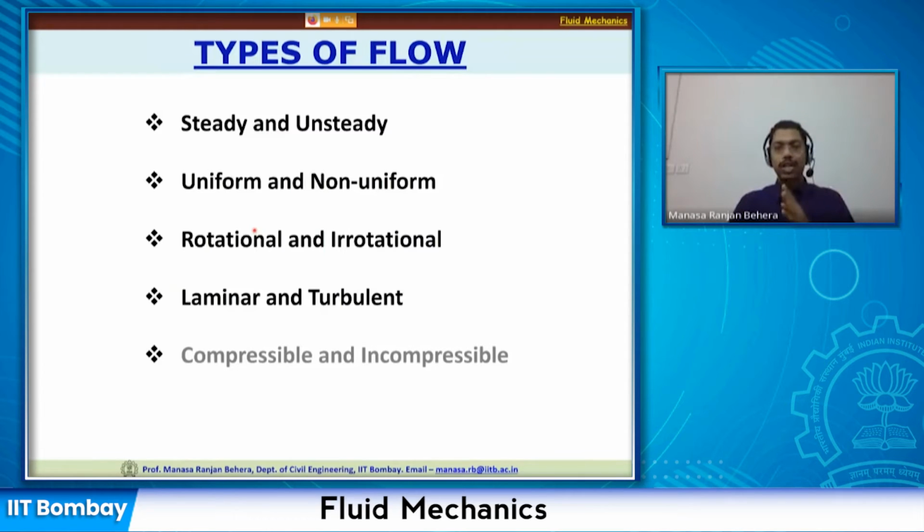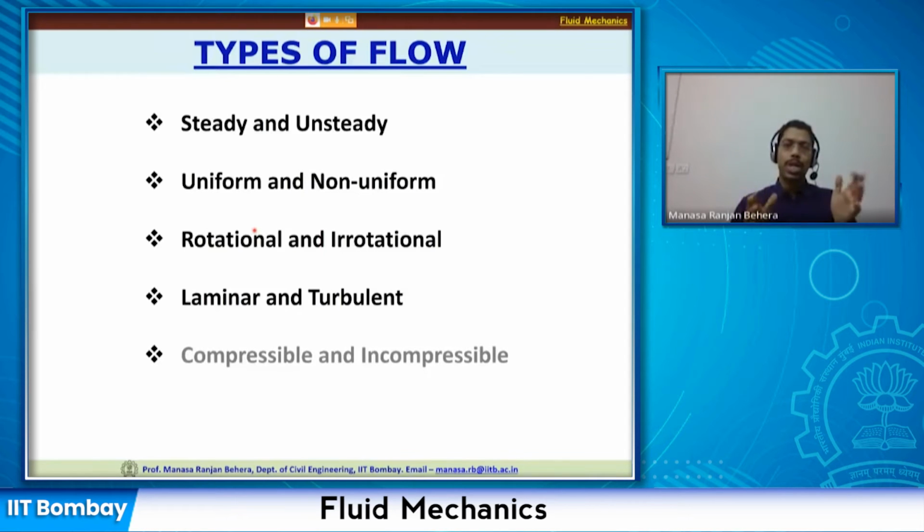One is steady and unsteady flow, uniform and non-uniform flow, rotational and irrotational flow, laminar and turbulent flow. There is also compressible and incompressible flow. I will not discuss much about compressible and incompressible in this course, because we will mostly be dealing with water or liquid. Most liquids are incompressible, and gas is mostly compressible, as you can keep on pushing air into your cycle tube or tire. That we know, but it is more applicable when we go for aerodynamics. If we don't consider gas or air, then we are mostly in the incompressible regime.